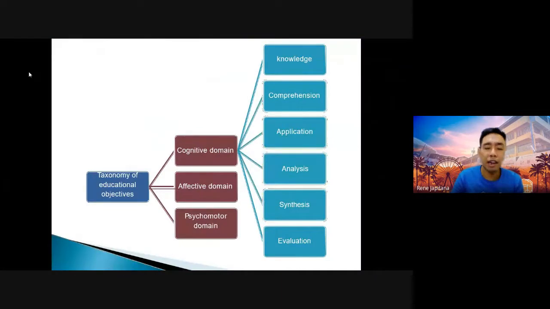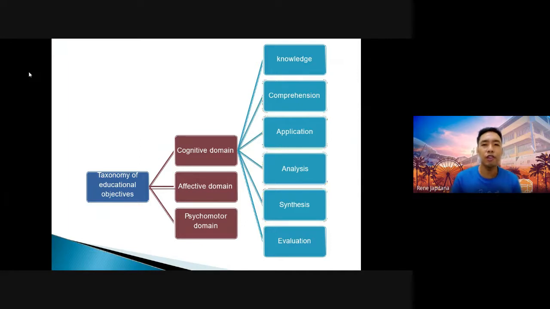So we have the knowledge, comprehension, application, analysis, synthesis, and evaluation. From simple, of course, the simple one is the knowledge one. Knowledge is just identifying, recalling information. Identify what are the body parts. So identify the parts of the body.